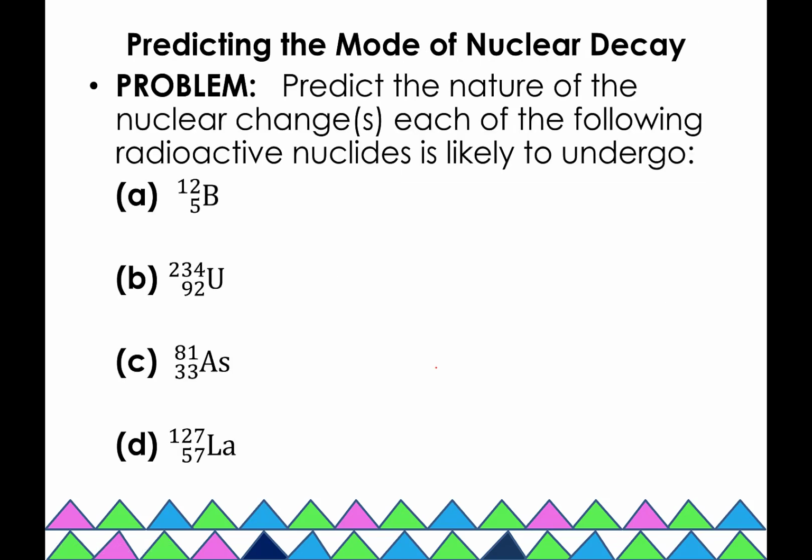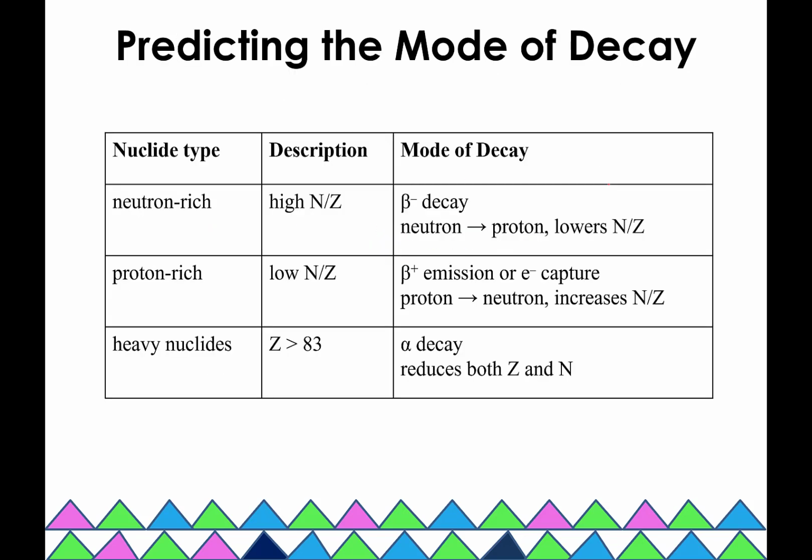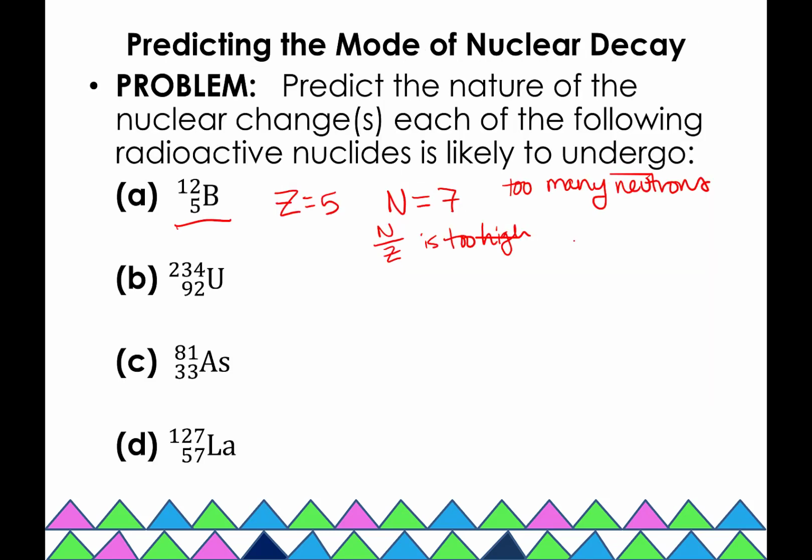Let's just do a couple more examples. So here we have boron 12. So we've got 5 protons. Our number of neutrons is 7. So again, this is too many neutrons. So when we have an N over Z ratio that's too high, that's neutron rich, that's going to be beta decay. So boron 12 will undergo beta decay to form carbon 12, which we know is a stable isotope of carbon.